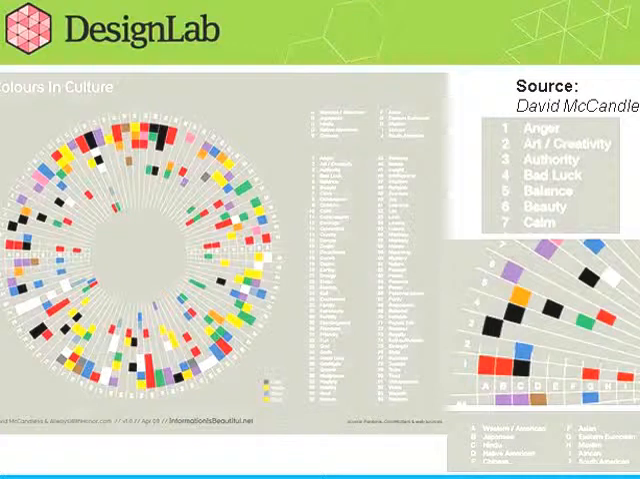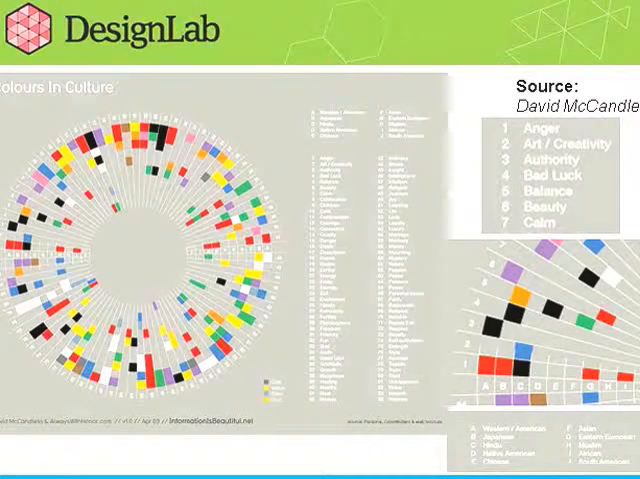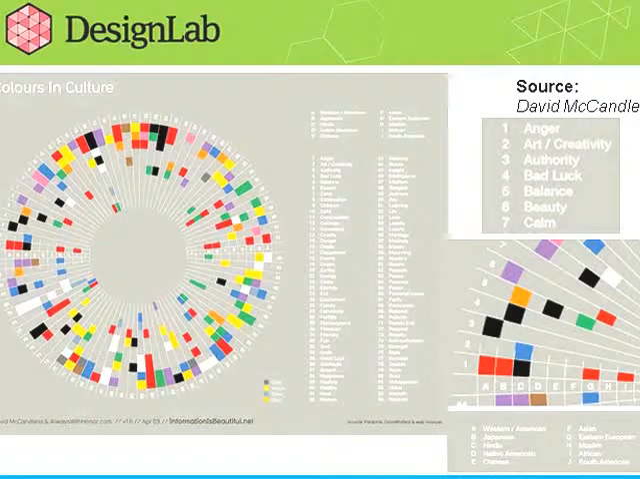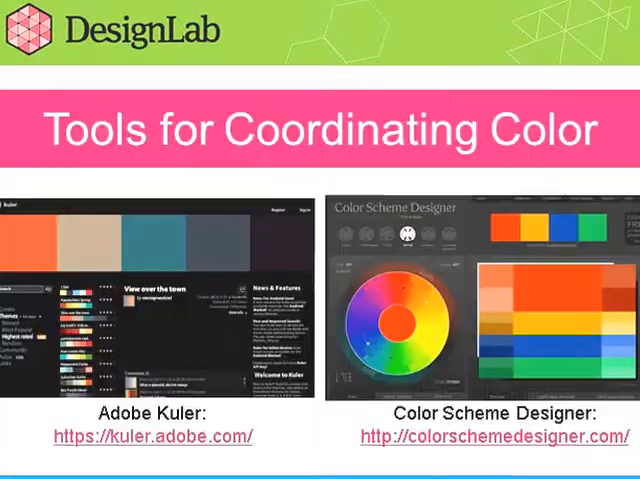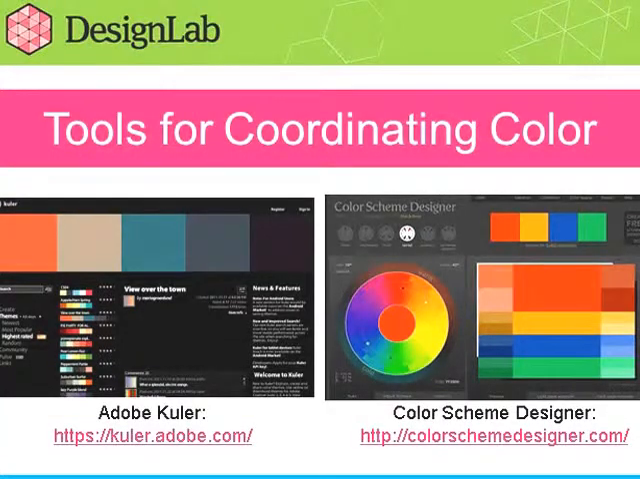Here's a McCandless example that kind of visualizes what we're talking about, how colors have different significances and meanings in different cultures. You can explore this and see what he's choosing to visualize by looking more carefully at that graph. Two tools that will help you in coordinating and choosing colors.